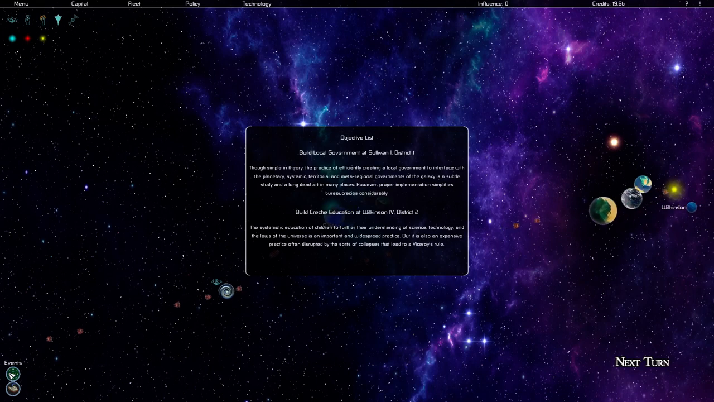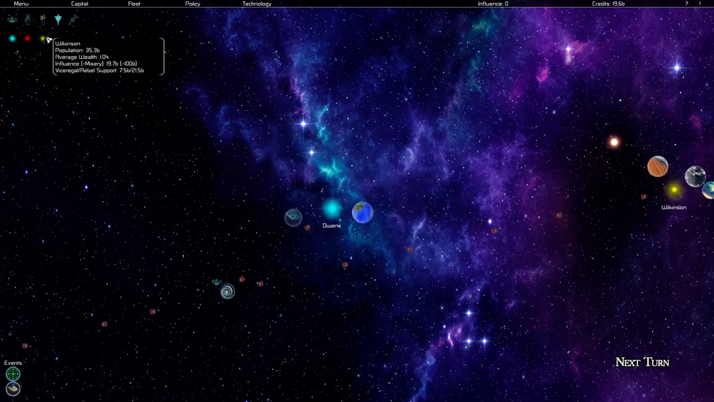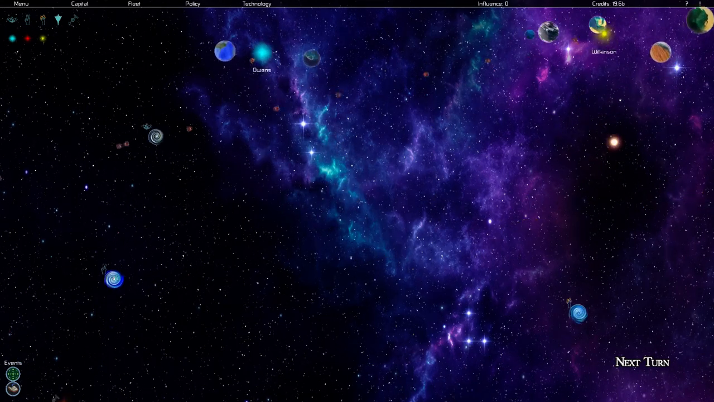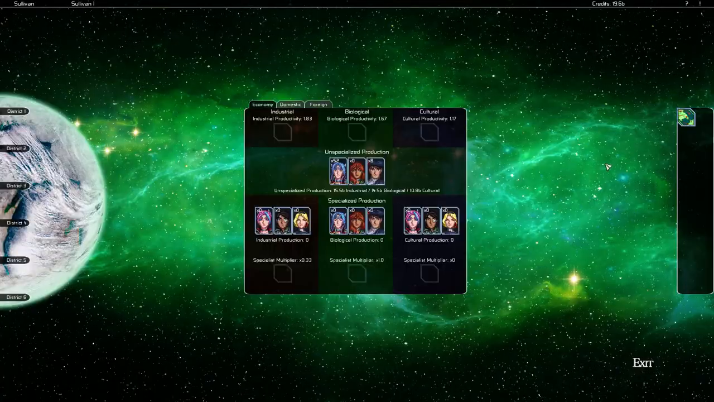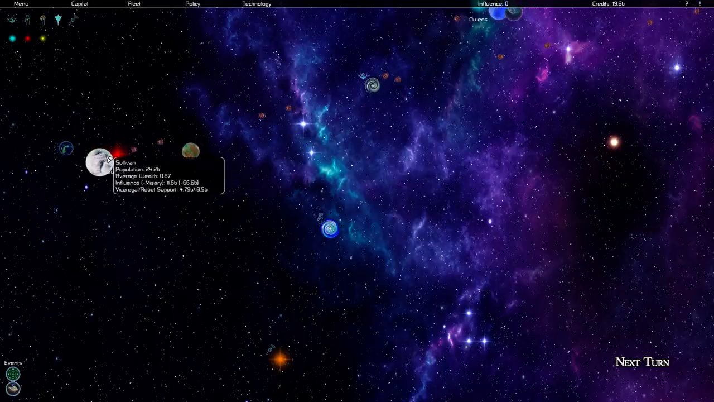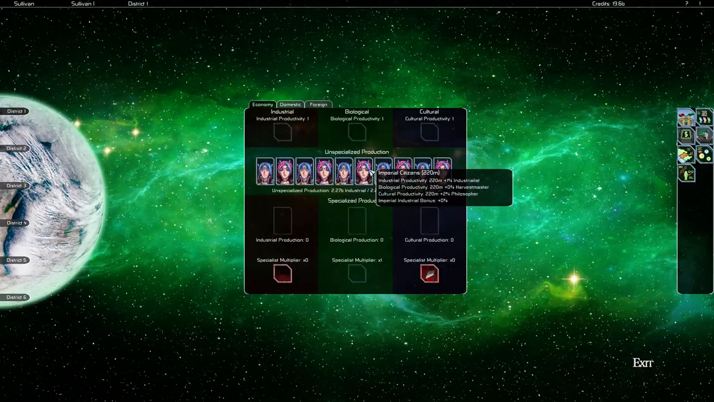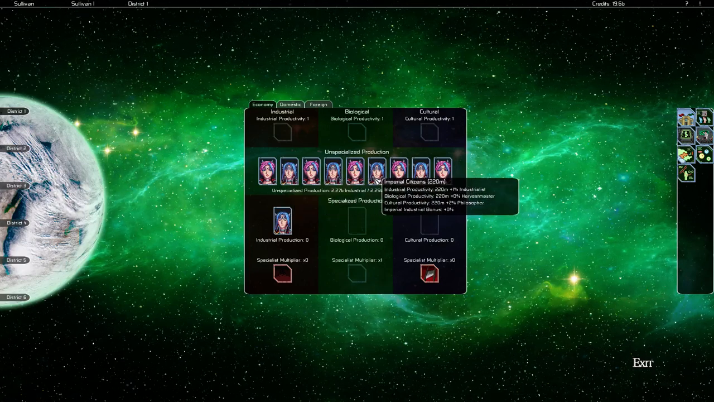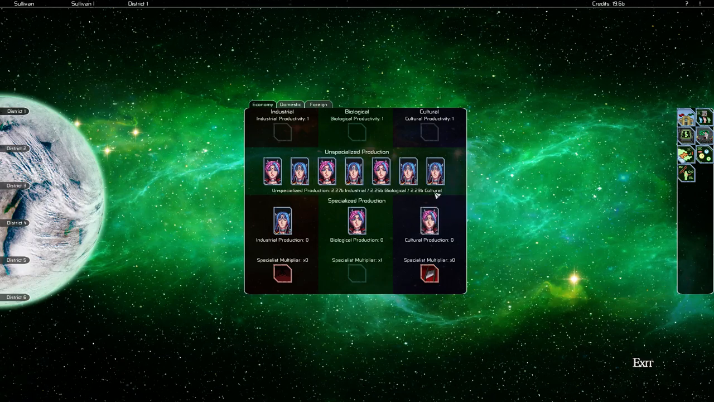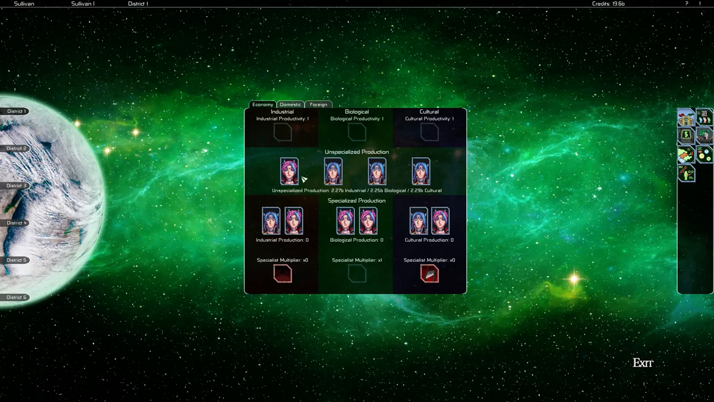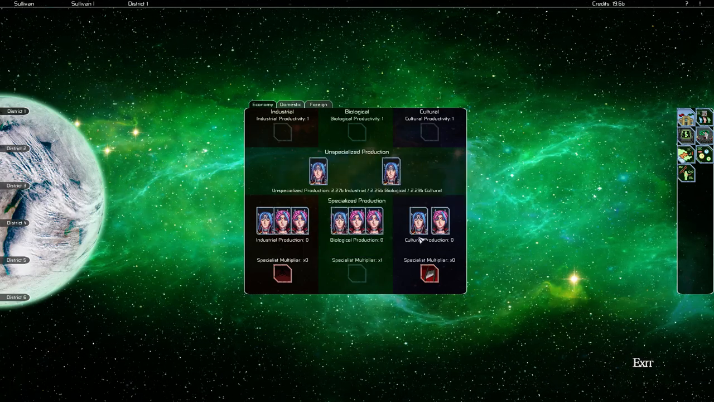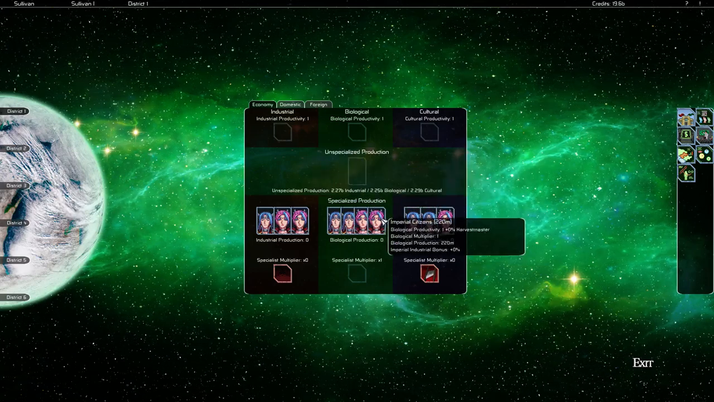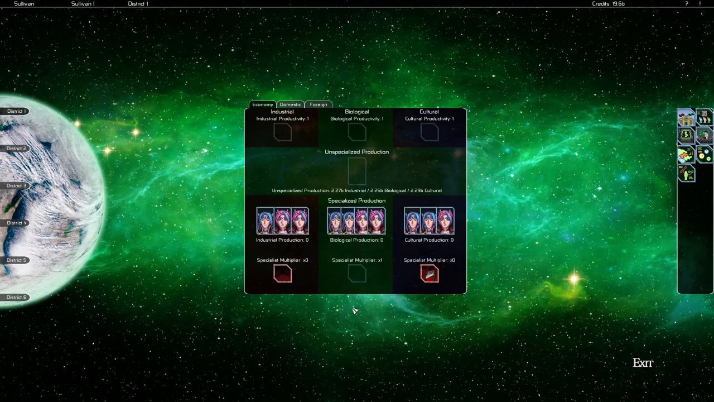So now we have some events. Let's see, build a local government in this district, Sullivan District 1. Okay. Where's Sullivan? Where was that? Sullivan 1, District 1. Okay. And we have populations that aren't doing anything. So we could drag them to these specialized portions so they can start with cultural production, biological production, that sort of thing. That way we start working on this, and then we have these little things over here.